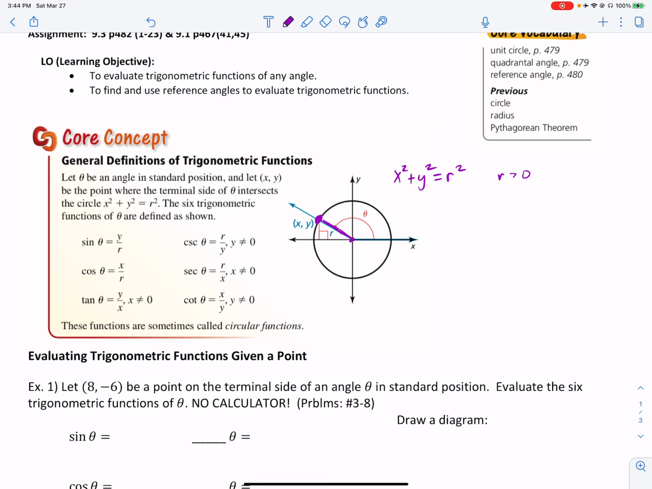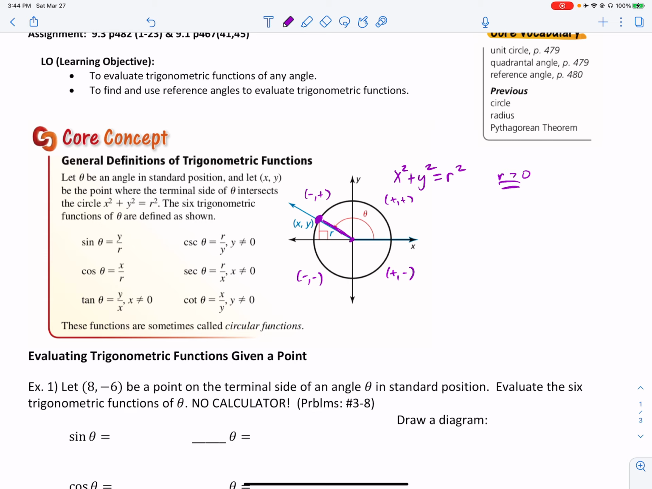Of course, x and y in quadrant 1 are both positive. In quadrant 2, the x is negative, the y is positive. In quadrant 3, both x and y are negative. And in quadrant 4, x is positive, y is negative. Again, r will always be positive. And so sine ends up being y over r. And cosine ends up being x over r, and tangent ends up being y over x.